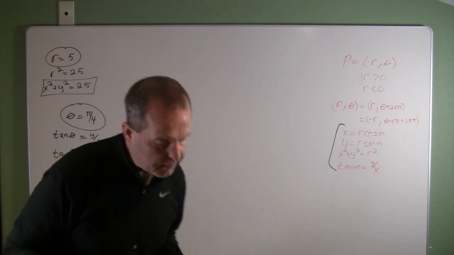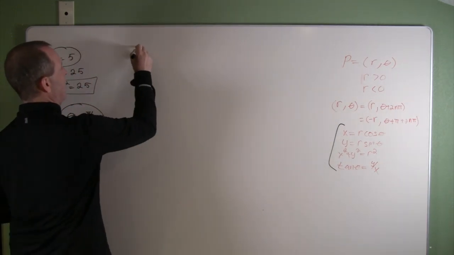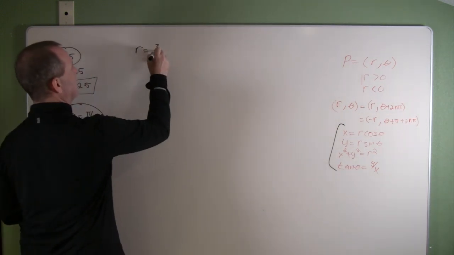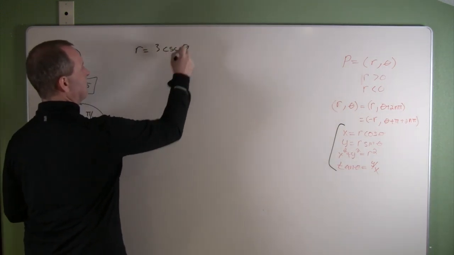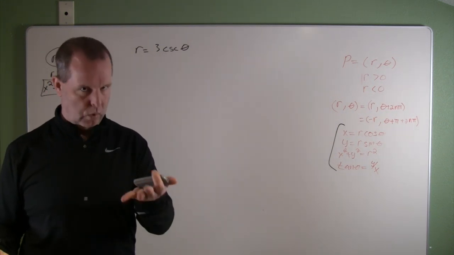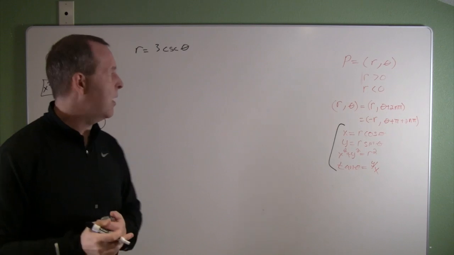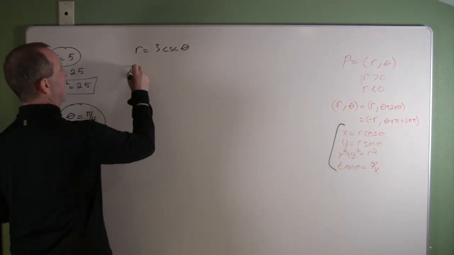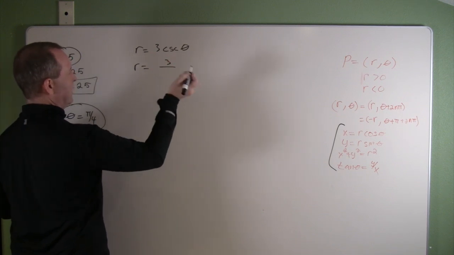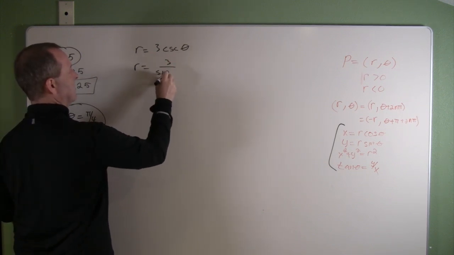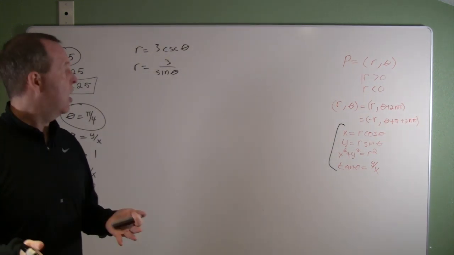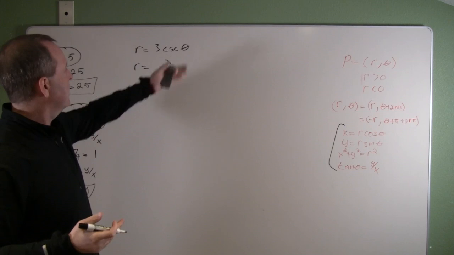All right, another example that we have in polar world is r equals 3 cosecant theta. It obviously looks like it's in polar world because my variables are the polar coordinates. We want to get that to XY world. I know that cosecant is the reciprocal of sine. So I can rewrite it as such. I know what sines and cosines are more easily than cosecants.